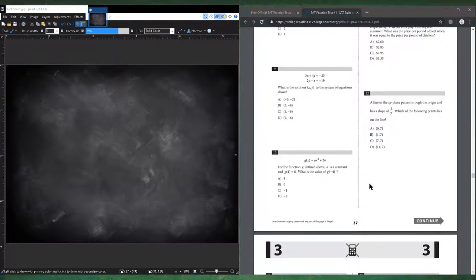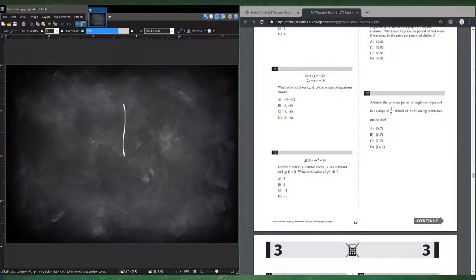Okay, number 10. For the function g defined above, a is a constant and g of 4 equals 8. What's the value of g of negative 4? Where g of x is equal to a times x to the power of 2 plus 24. Okay, this is a quadratic equation. So what you need to know about quadratics is that, let me draw a picture for you. A general quadratic shape is reflective, usually towards the y-axis. This is the y-axis, right here.